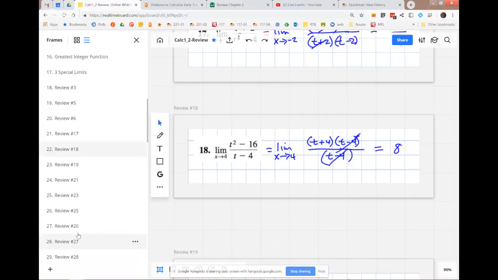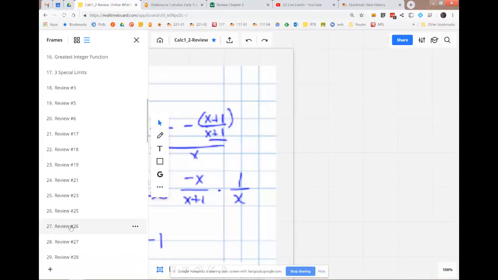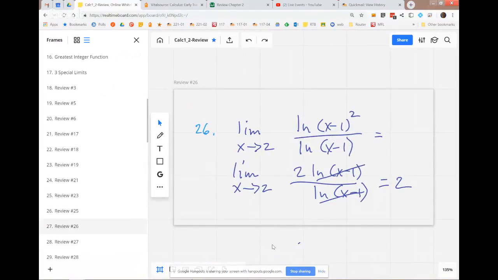Let's jump further forward. How about 26? Okay, here's one that has a natural log in it. What's the limit as x approaches 2 of the natural log of x minus 1 squared over the natural log of x minus 1?